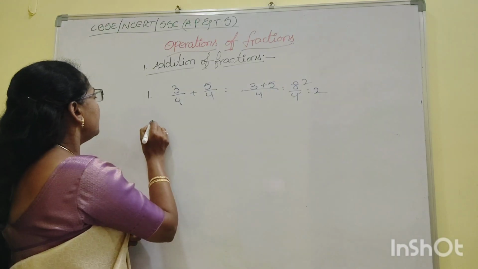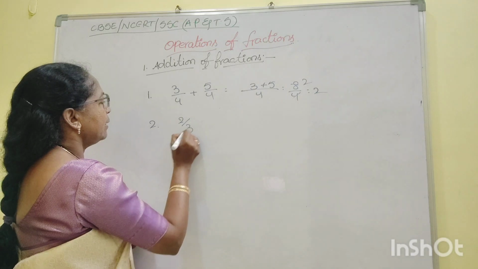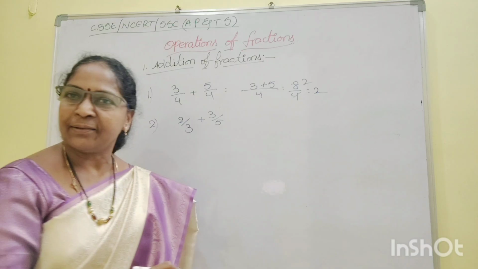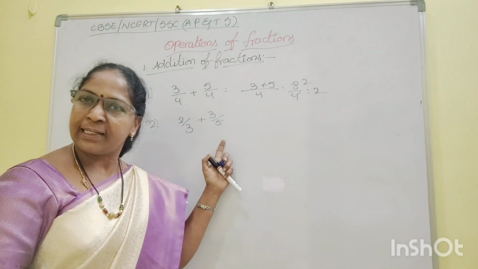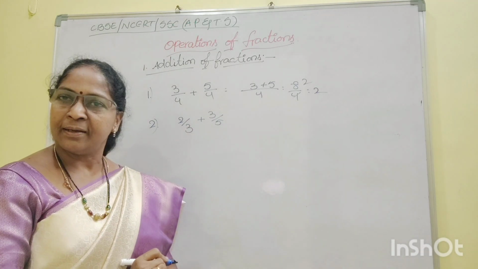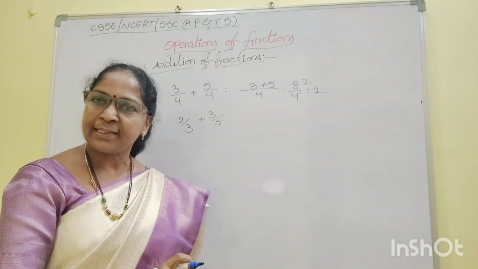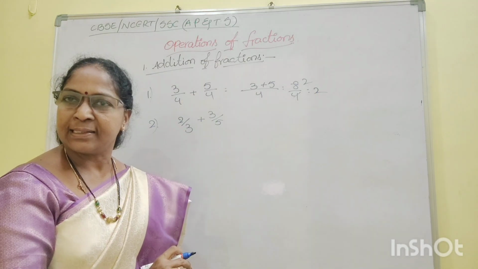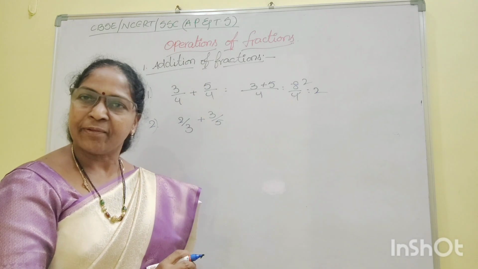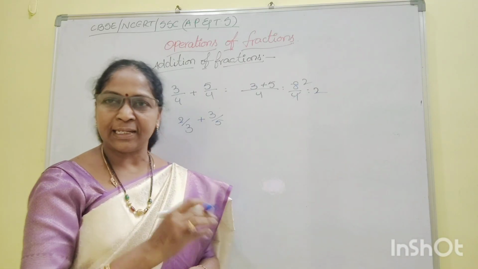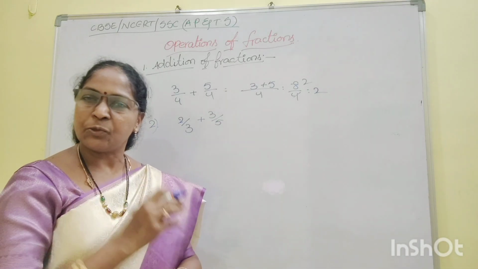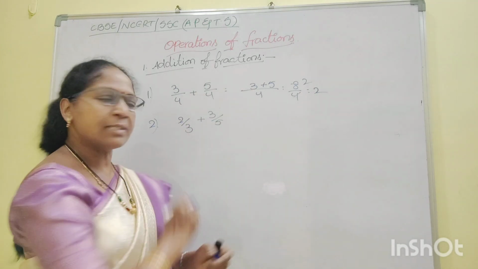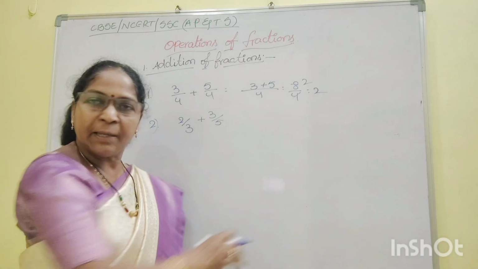For example, suppose here 2 by 3 plus 3 by 5. This is the second question. Here also two fractions are given, so add these two fractions. Now, can you add these two fractions directly? No. Why? Because these two are unlike fractions. Whenever like fractions are given, you can add or subtract the fractions very easily. For the addition or the subtraction, you have to follow the same procedure.